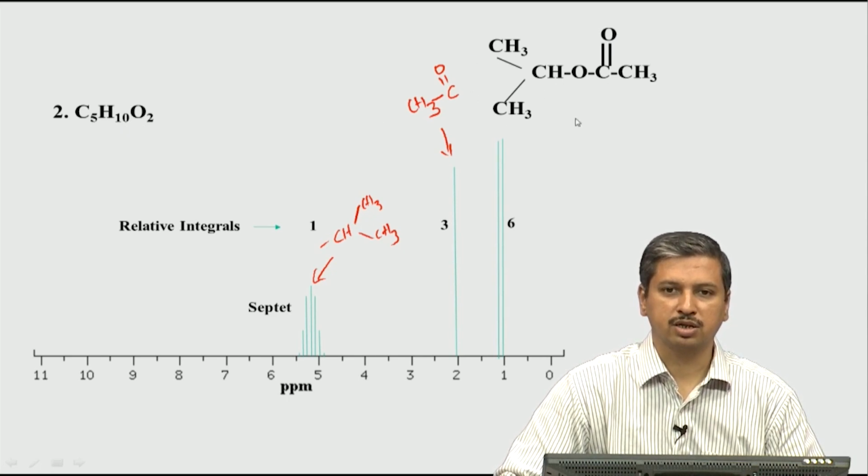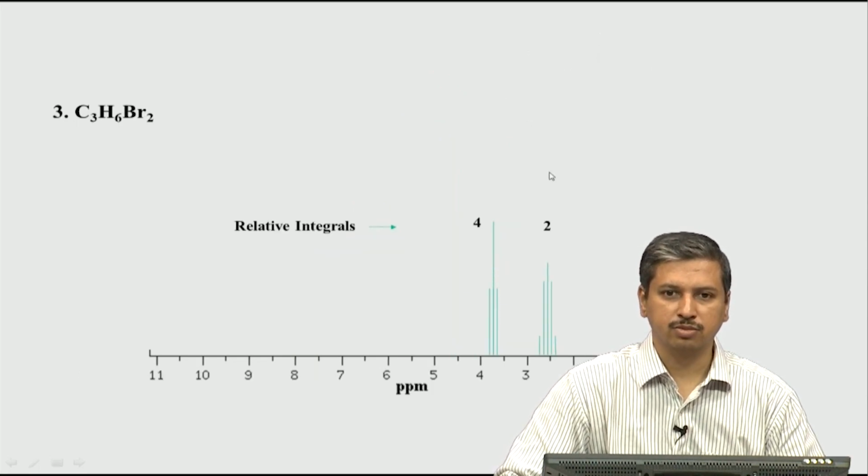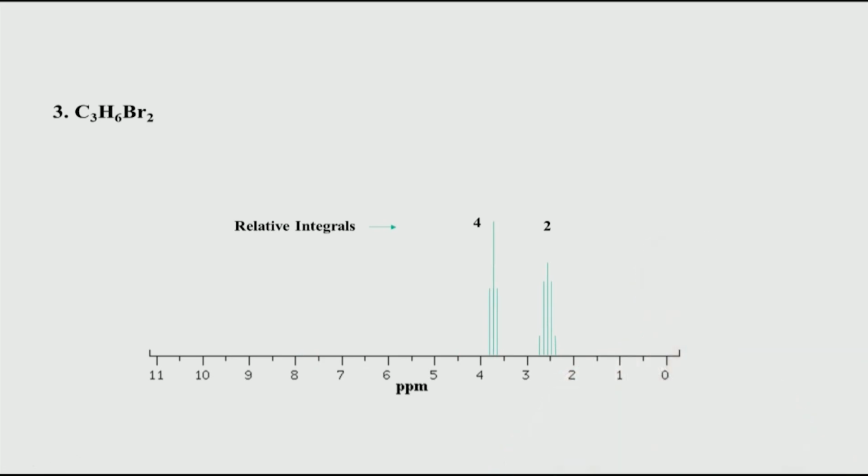So, this is one second example where we see that given a molecular formula and the spectrum, we should be able to deduce the possible structure of the molecule. So, let us go to the next example. The previous 2 examples were actually structural isomers, so they were isomers of each other.